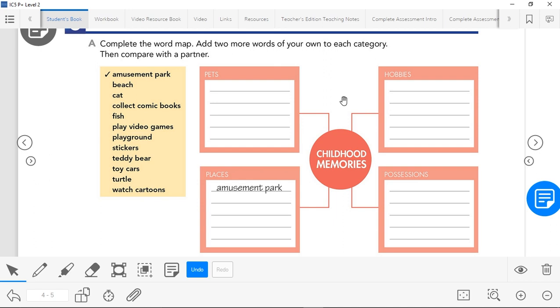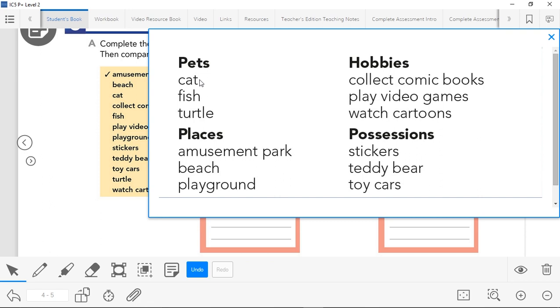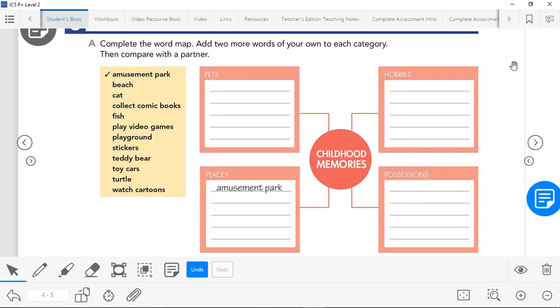Okay, so if you finished, let's check. Well, for the pets, we have the cat, my favorite actually, fish, and turtles. For places, we have an amusement park, the beach, and a playground. For hobbies, we have collect comic books, play video games, and watch cartoons. And for possessions, we have stickers, teddy bear, and toy cars. If you have those answers, very good.